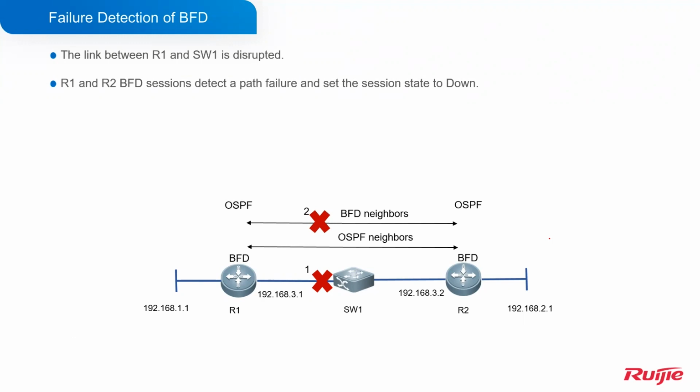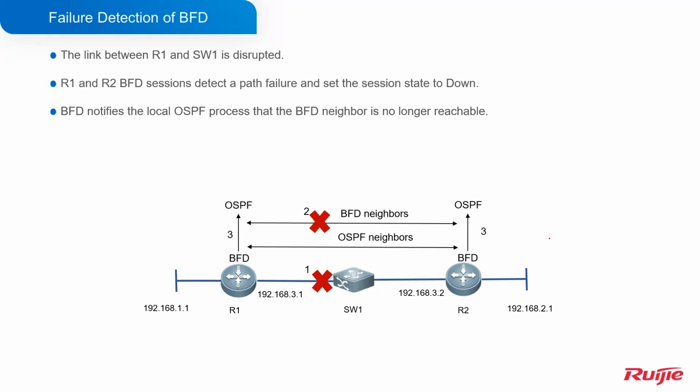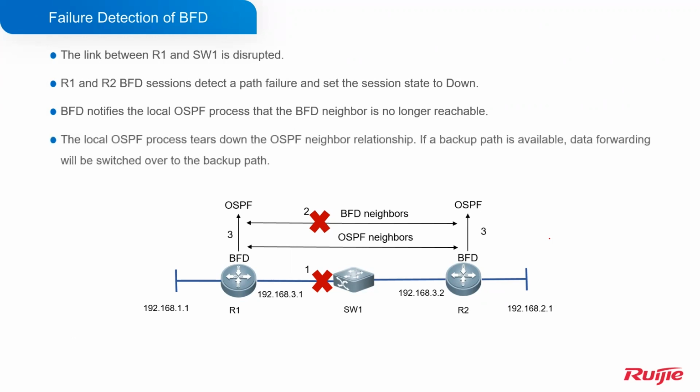The BFD session will be turned down. And then BFD notifies the local OSPF process that the BFD neighbor is no longer reachable. Since the BFD neighbor is no longer reachable, it means that the OSPF neighbor should be set to down. So the local OSPF process tears down the OSPF neighbor relationship. If a backup path is available, data forwarding will be switched over to the backup path.